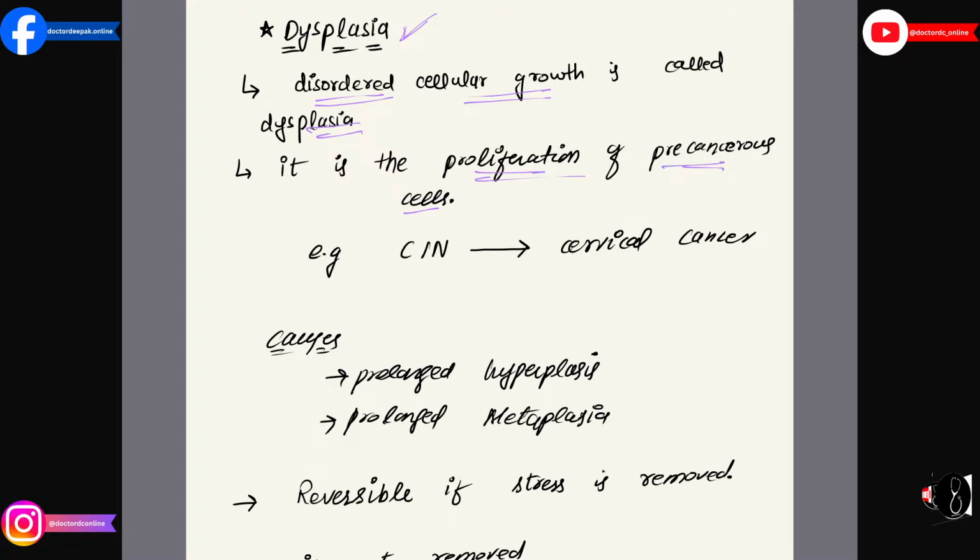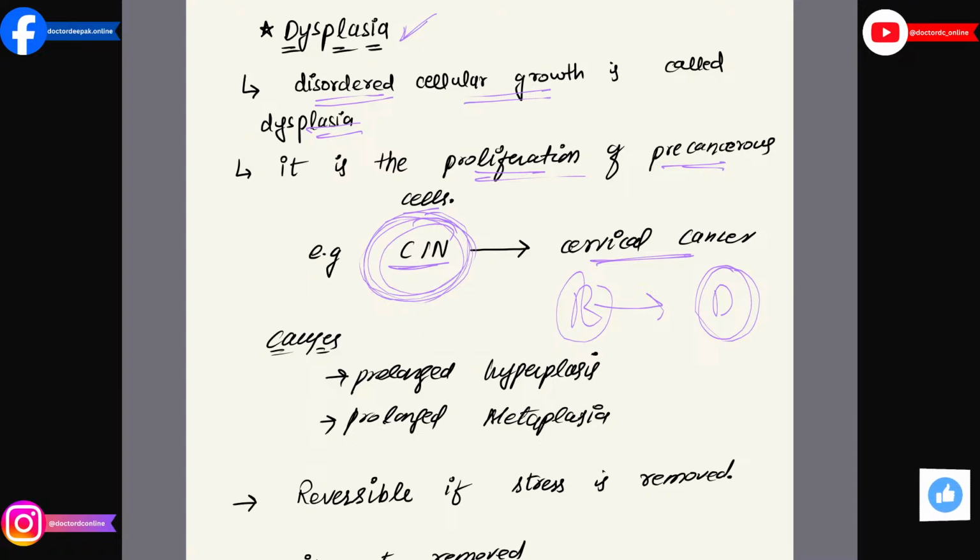As I already explained, Barrett esophagus is a metaplasia, and it can convert into dysplasia, because if you cannot control the GERD, it can lead to esophageal cancer. So dysplasia is simply a precancerous cell condition. Here I mention the example, cervical intraepithelial neoplasia into cervical cancer. CIN means cervical intraepithelial neoplasia. It is an example of dysplasia, but if you do not treat this condition, it will become cervical cancer, a cancerous condition. So please keep this in mind.